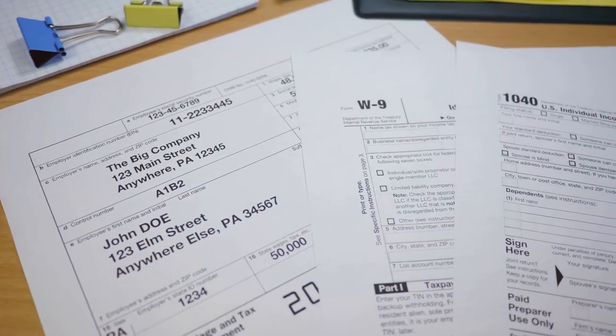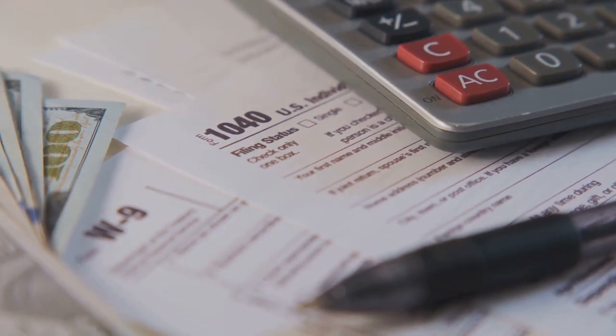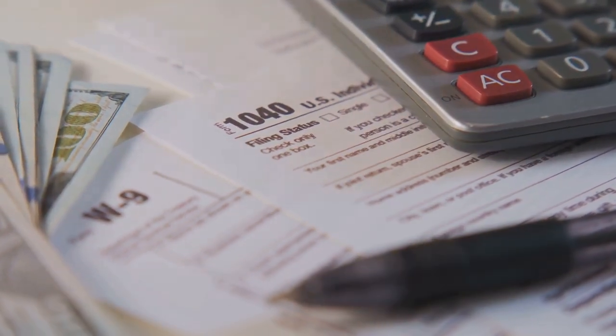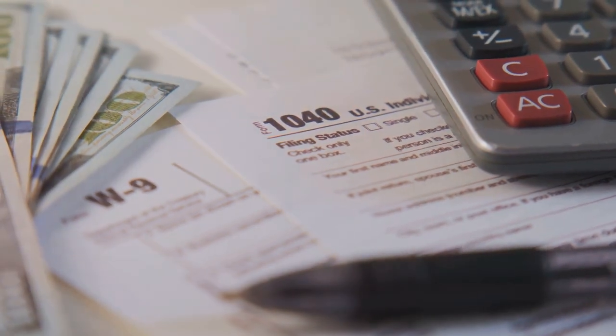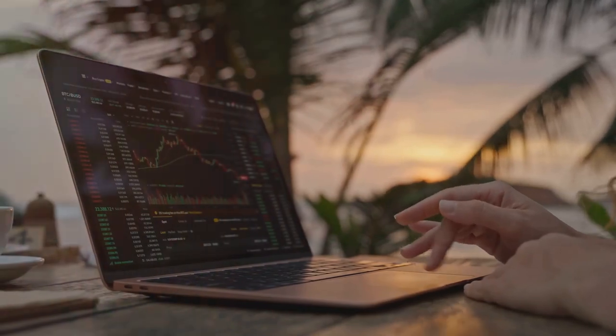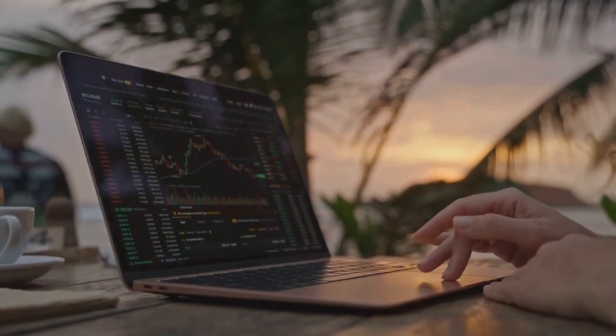The complexities of crypto taxes often trip people up. The IRS wants you to report every transaction. Yes, even that one Dogecoin trade. Handling this on your own can be daunting and time-consuming. But with Coin Ledger, you can streamline your process and focus on what you love.